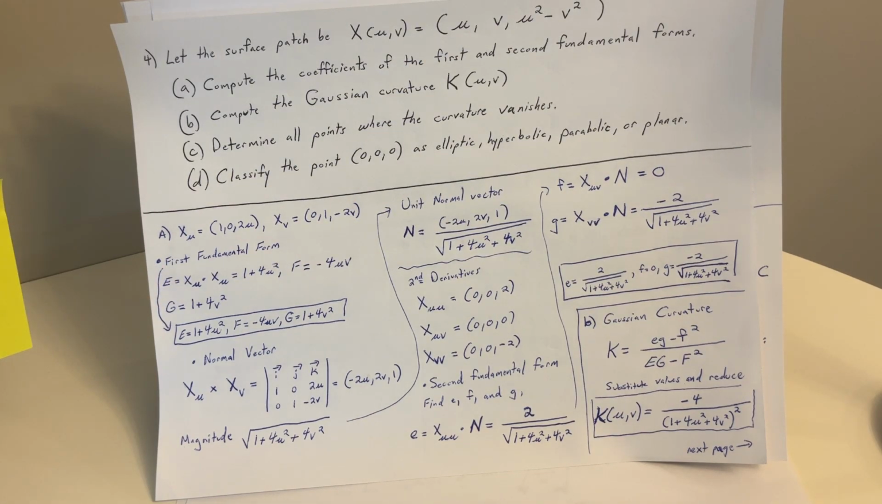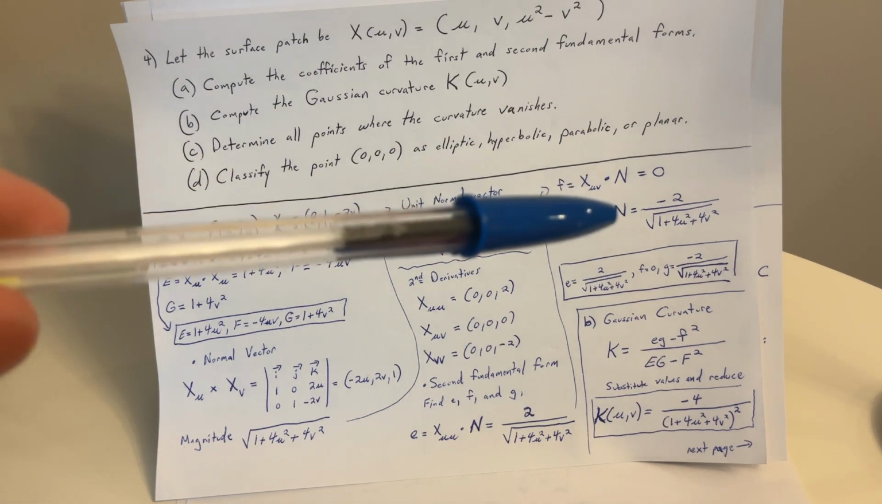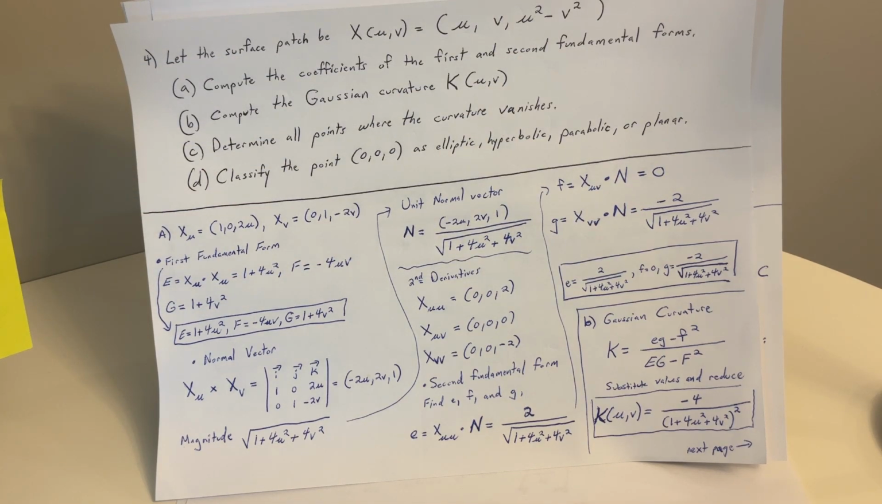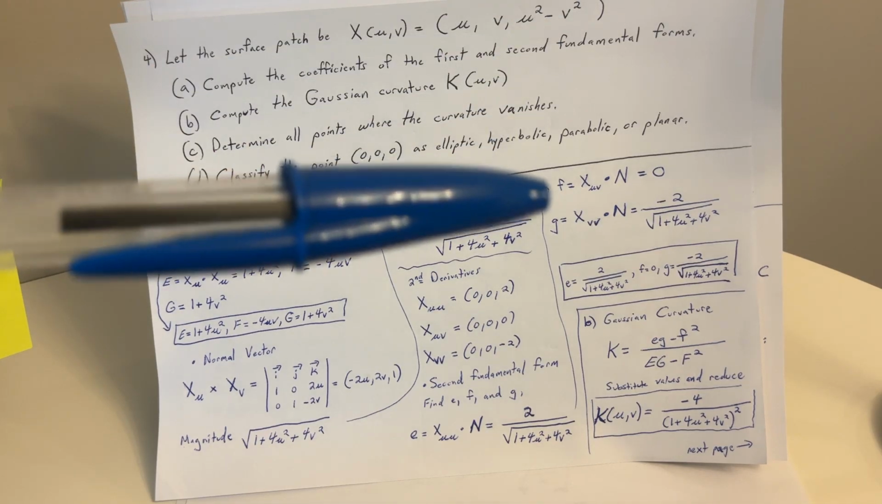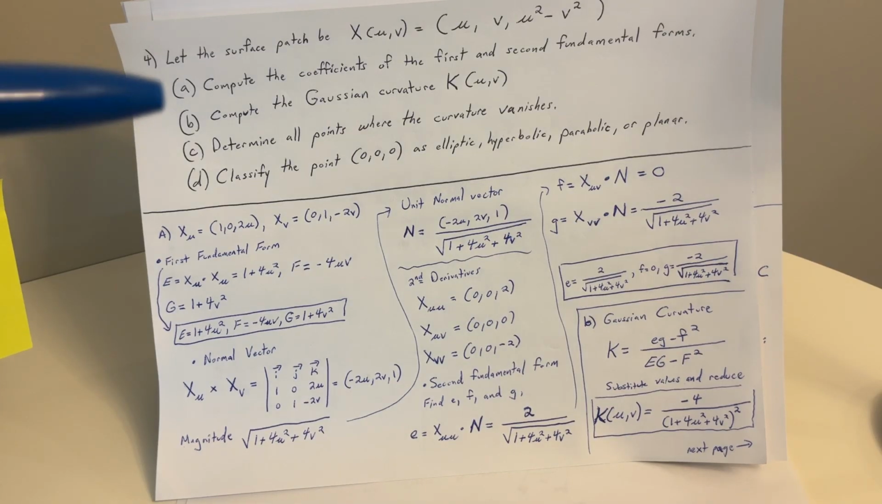And then our f, lowercase f is x sub uv dotted with our unit normal vector, that's 0. And our g is x sub vv dotted with the unit normal, that's negative 2 over square root 1 plus 4u squared plus 4v squared. So e and g are very similar. So from here, we just write these respectively of what E, F, and G are. And that takes care of letter A.